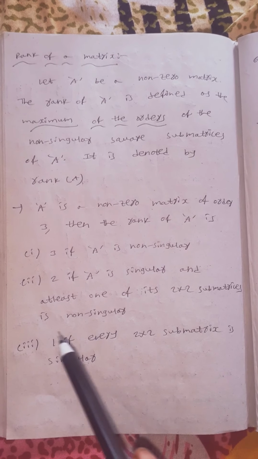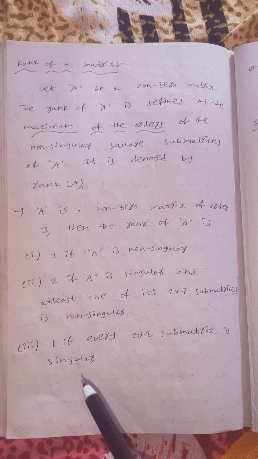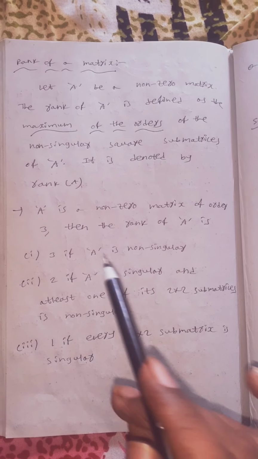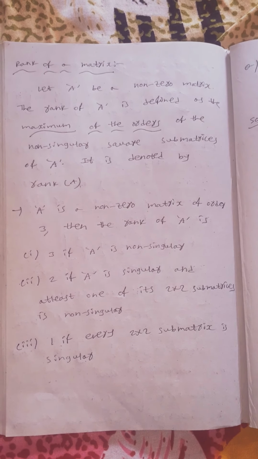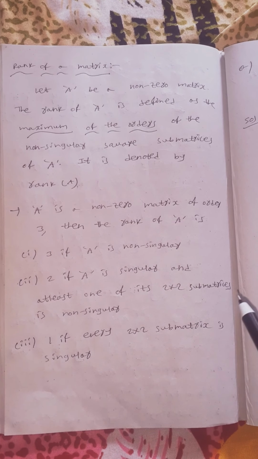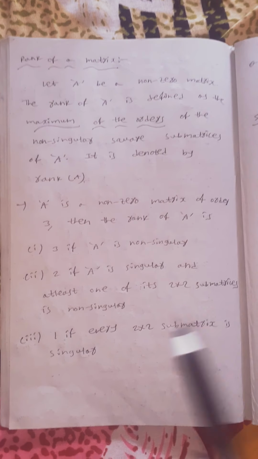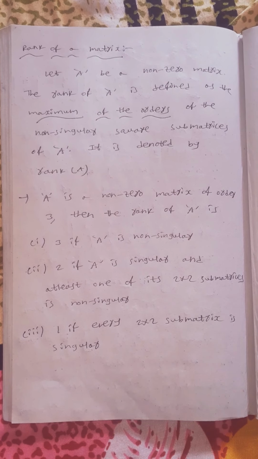submatrices is non-singular, 1 if every 2 by 2 submatrix is singular. This is the condition you should remember. Rank 3 means A should be non-singular. Rank 2 means A is singular and at least one of its 2 by 2 submatrices is non-singular. Rank 1 means every 2 by 2 submatrix is singular.